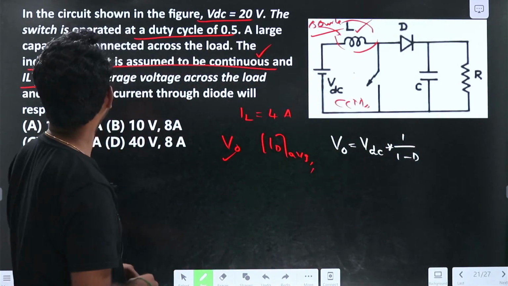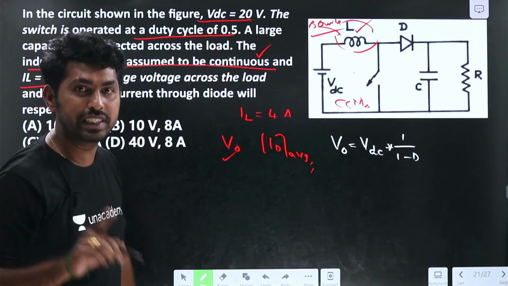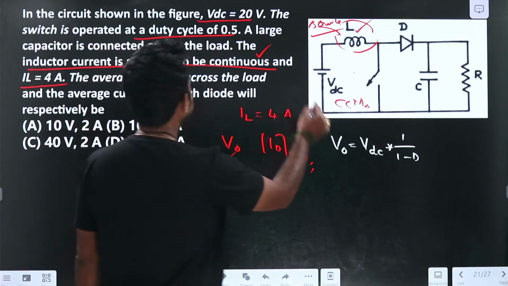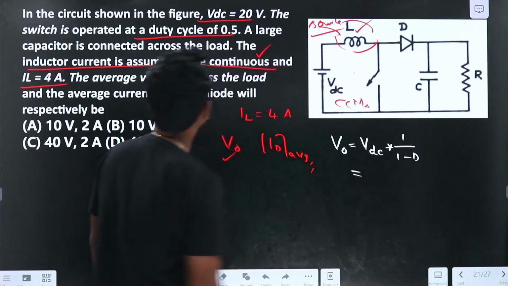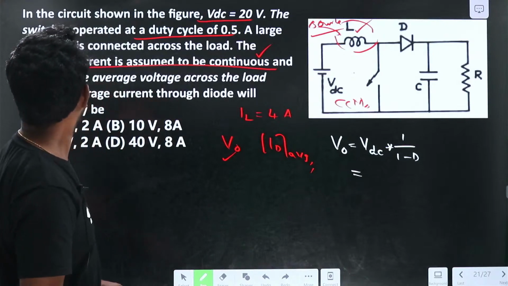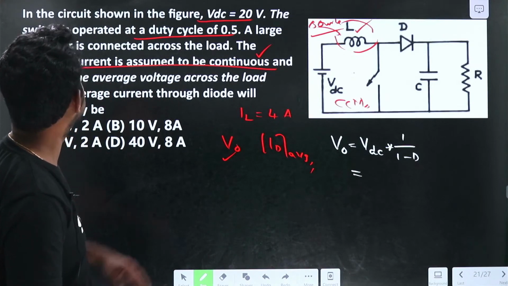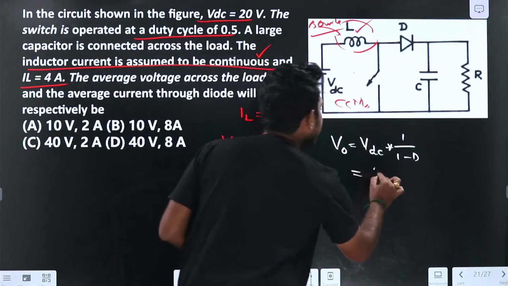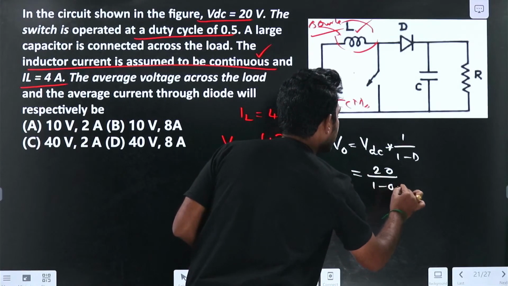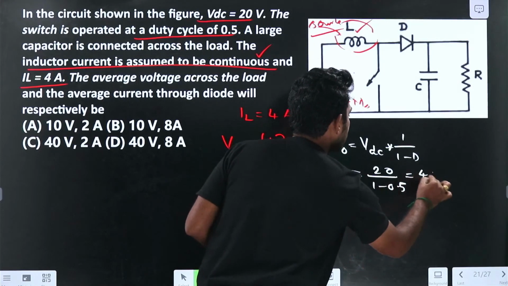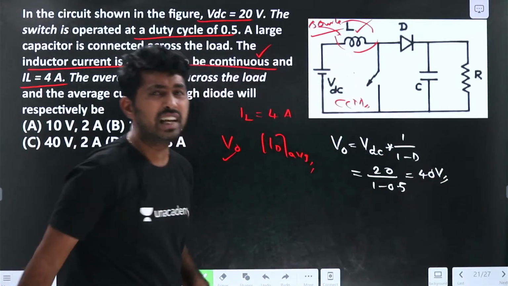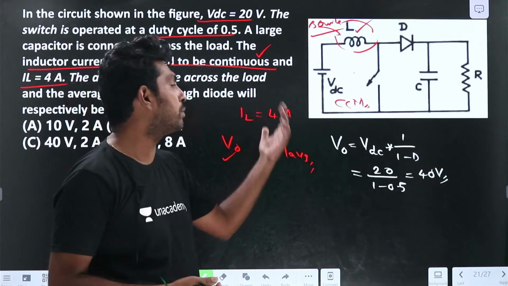Here the duty cycle is given as 0.5 and the input voltage is 20 volts. So 20 divided by 1 minus 0.5, which is 40 volts. Very easy, right? The gain of the boost converter will be 1 by 1 minus D.